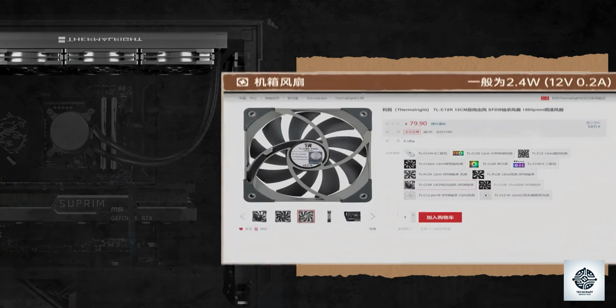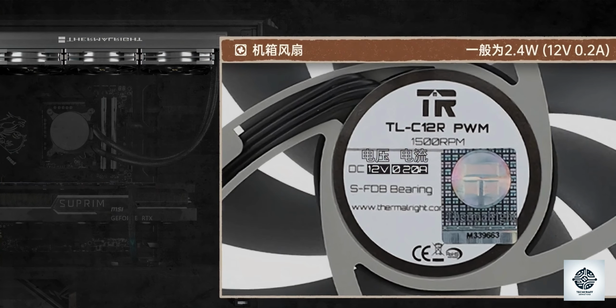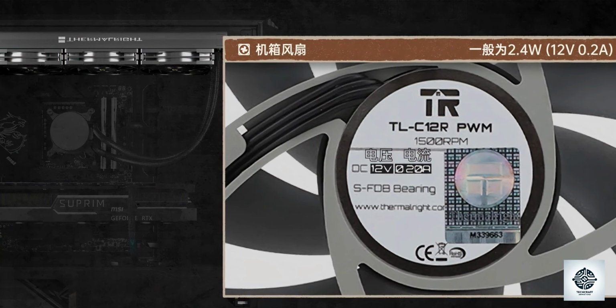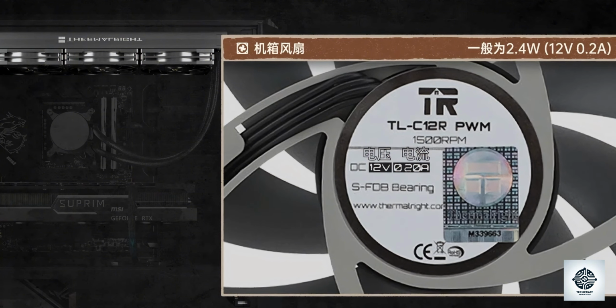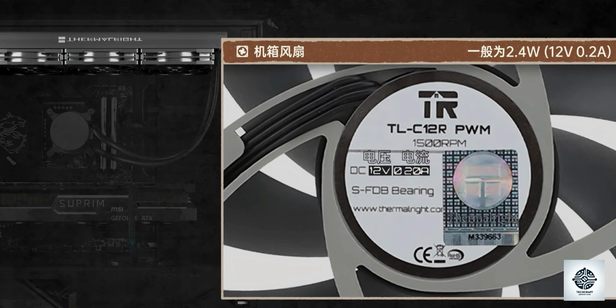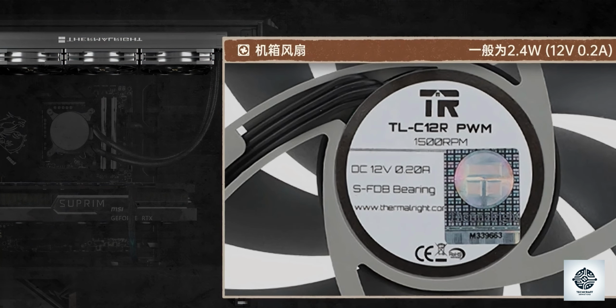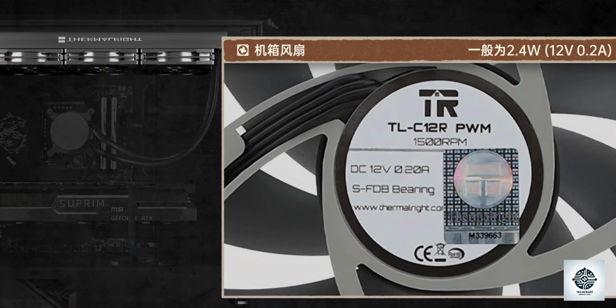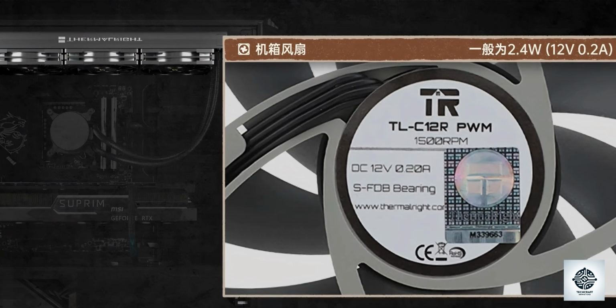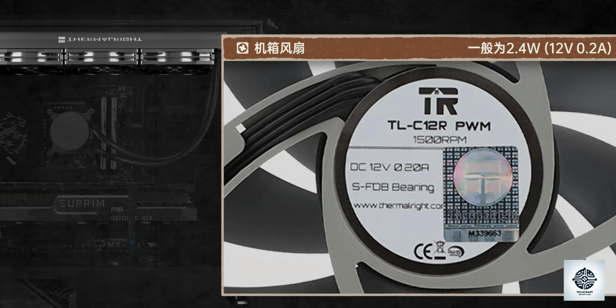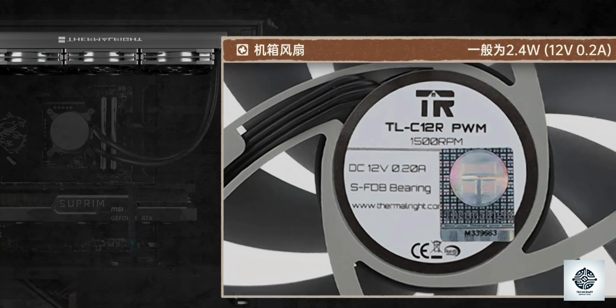And here is the case fan. On the back of the motor, you can see the rated voltage and current, which is typically 12 volts and 0.2 amps. Multiplying these two values gives us a power output of 2.4 watts. However, it's important to note that this figure represents the fan running at full speed. In practice, most computer fans don't run at full power.